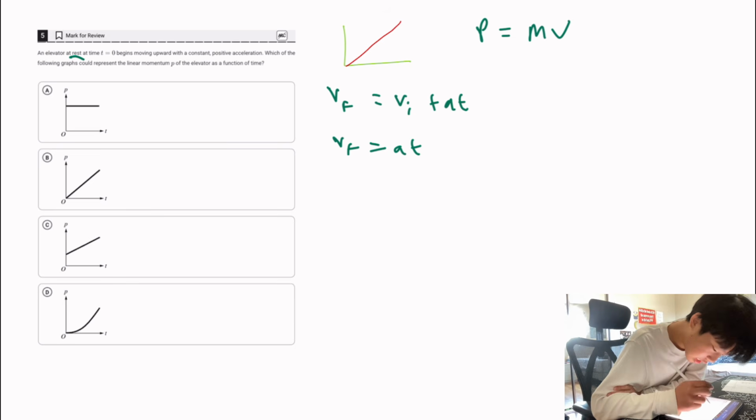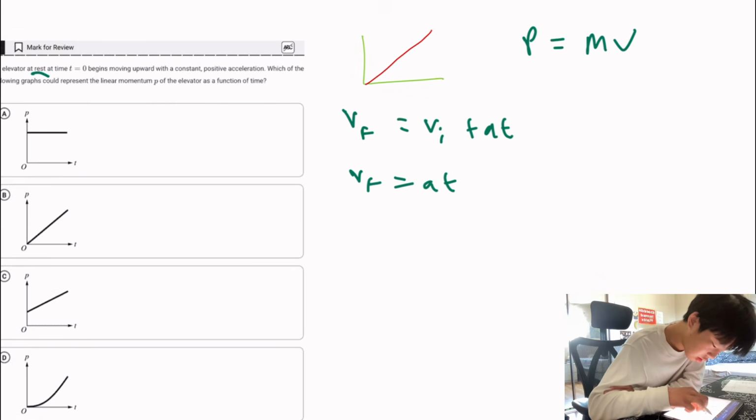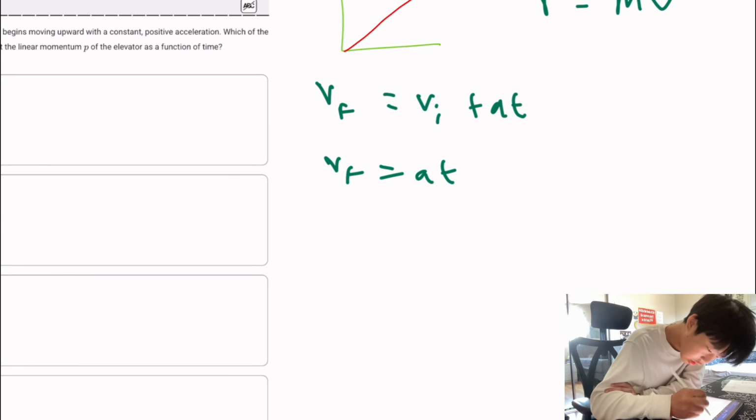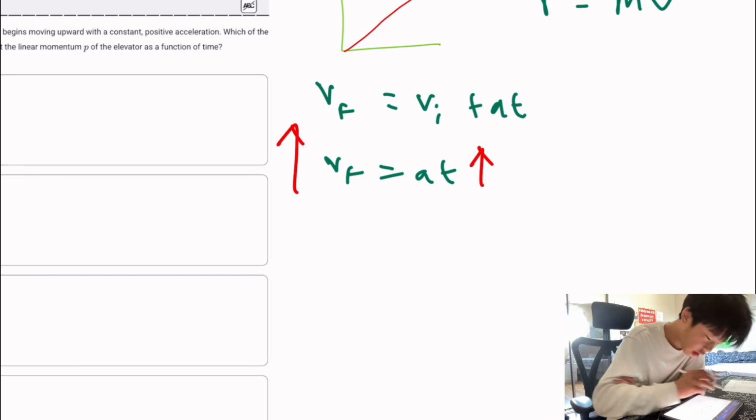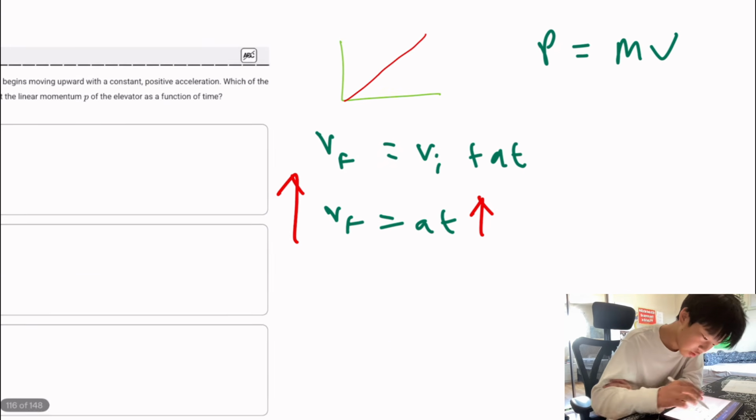So as acceleration increases linearly, velocity also increases linearly as well. It's kind of obvious, right? And notice how there's no square signs, no power of 2 or anything, which means that the relationship between acceleration and velocity is constant. It's linear as well.